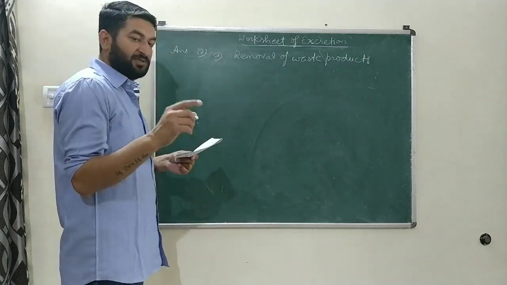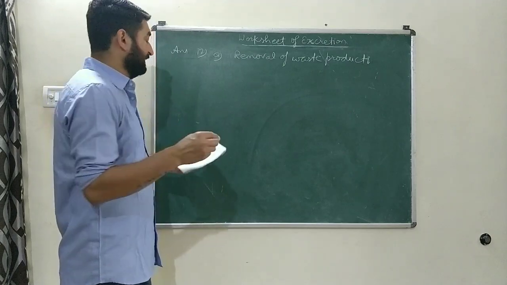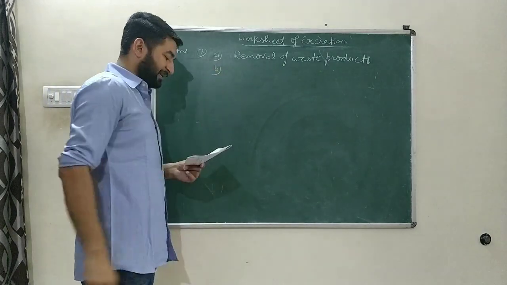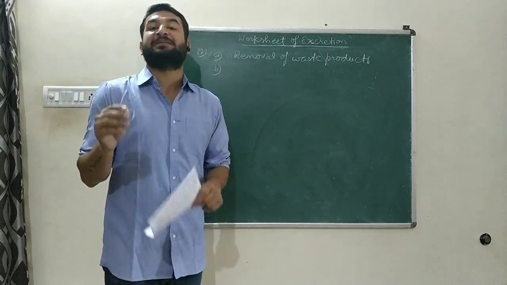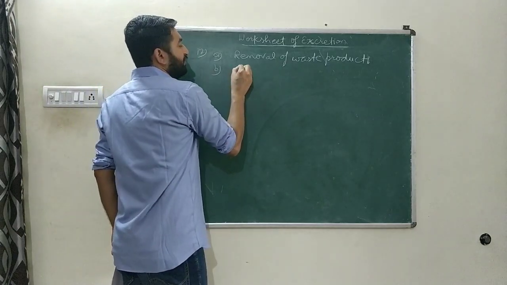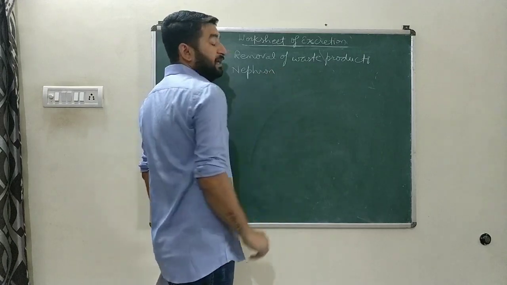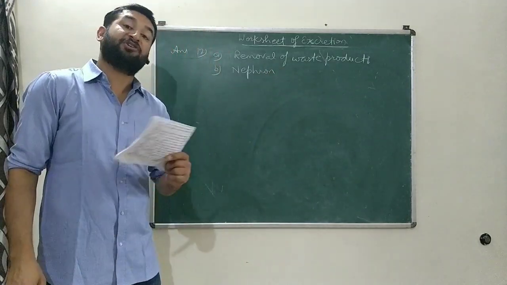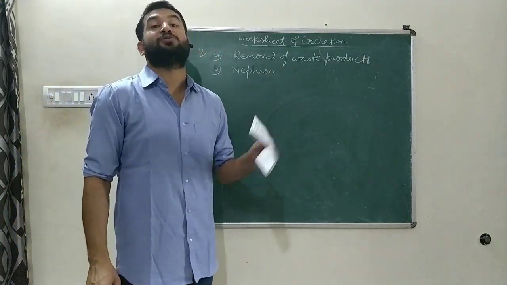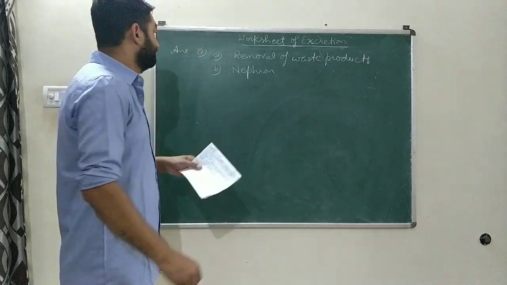Question number 12, B part is name the basic filtration unit present in the kidney. The filtration unit of kidney is known as nephron. Along with the filtration unit, the structural and functional unit of kidneys is also known as nephron.